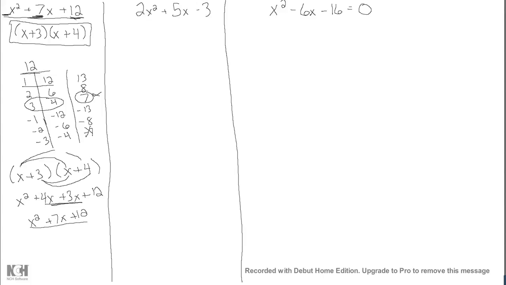When we have a number in front of the x squared, we have to do a little extra maneuvering first. The first thing I want to do is take the number in the front, multiply it by the number at the end. So 2 times negative 3 is negative 6. Now I want to go through the same process I went through in the first problem. I want to find every pair of numbers that multiplies to give me negative 6. Well, I could have 1 times negative 6. I could have negative 1 times positive 6.